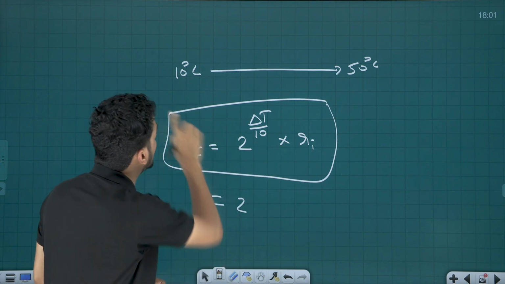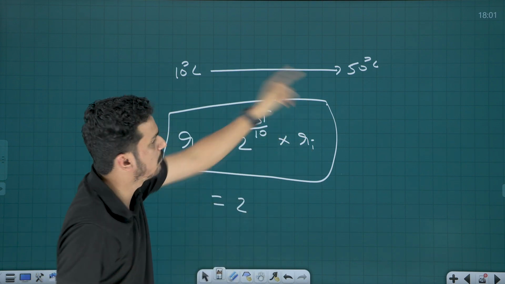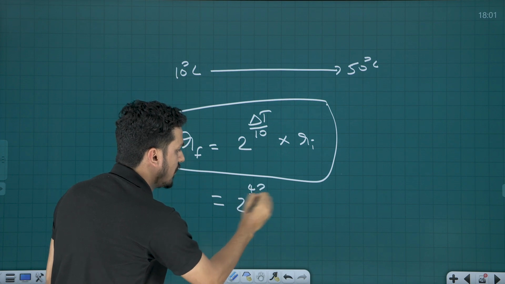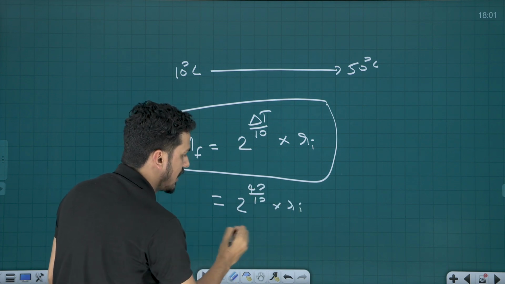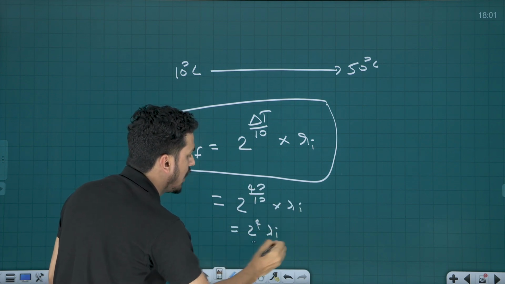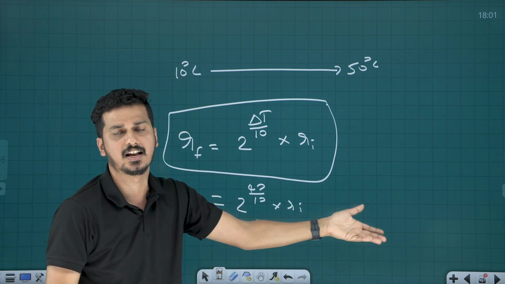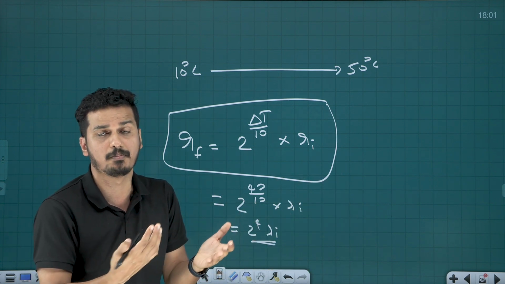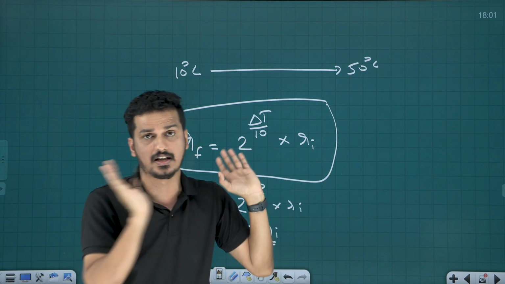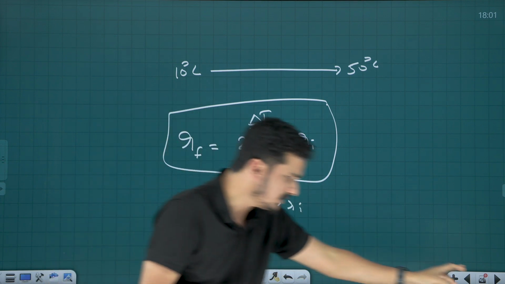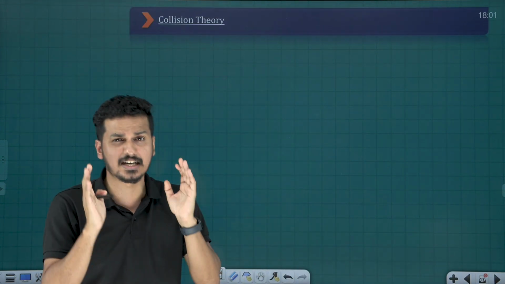So 2 raised to delta T, what's the change? 10 becoming 50 means 40. 40 divided by 10 into R initial. That means 2 raised to 4 into R initial, and 2 raised to 4 means 16 times R initial. Like that, that relation you have to remember. Related questions will also come. Guys, I hope you are listening properly.